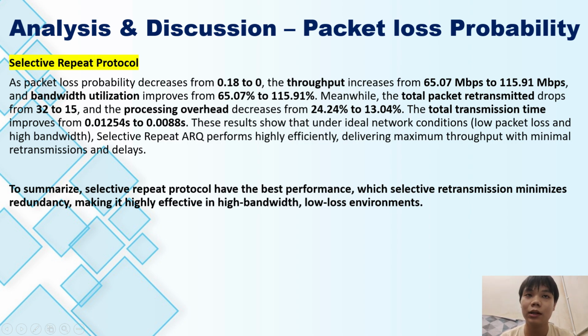Continue to the selective repeat protocol. As packet loss probability decreased from 0.18 to 0, the throughput increased from 65.07 Mbps to 155.91 Mbps, and bandwidth utilization improved from 69.07% to 115.91%. Meanwhile, the total packets retransmitted dropped from 32 to 15, and the processing overhead decreased from 24.24% to 13.04%. The total transmission time improved from 0.01254 seconds to 0.0088 seconds.